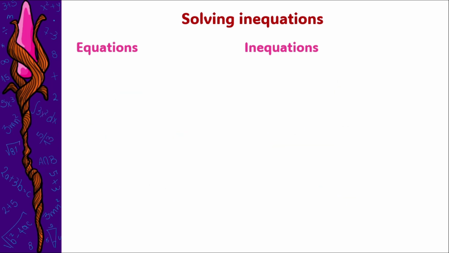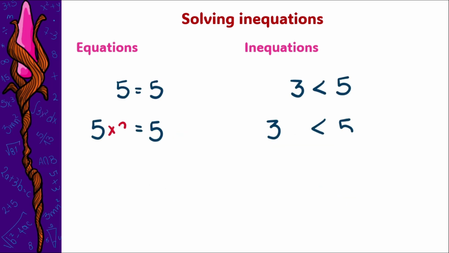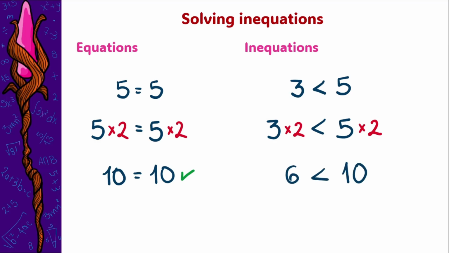Let's see what happens when we multiply. So when we multiply by 2 both sides, we get 10 equals 10. It's the same thing in the equation as we expected. Let's see in the inequation. 6 is still smaller than 10, so it works.